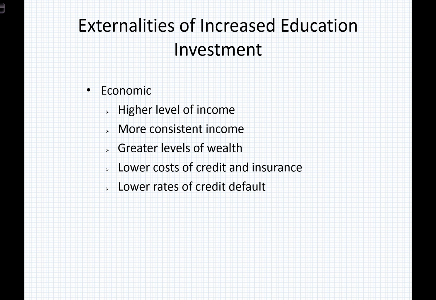Well, the economic externalities clearly are a higher level of income, as we've seen in the prior graphs, and more consistency of income. But also, higher education means you have more money so that you can accumulate wealth. If you have higher incomes, you likely have a greater ability to save, as opposed to if you have very low incomes, that might be terribly difficult. So one of the externalities is an accumulation of wealth that you might not have been able to have otherwise. Another externality is that those with a higher level of education tend to receive lower costs for credit, lower insurance costs, lower rates of credit default.